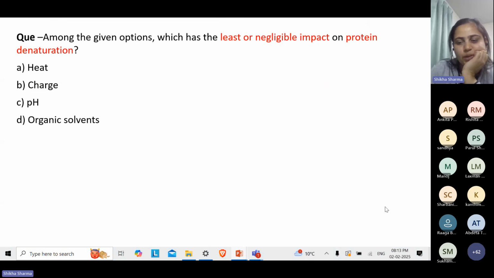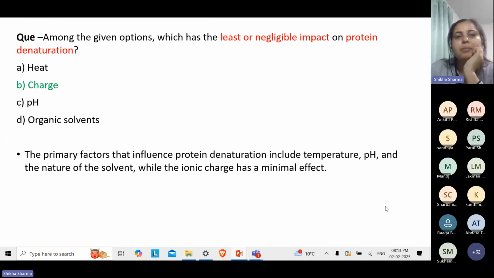So let's see. Option B, charge. Because protein denaturation is affected by the temperature, pH, and the solvent it is in mostly, and least by the charge, the minimal effect because of the ionic charges.